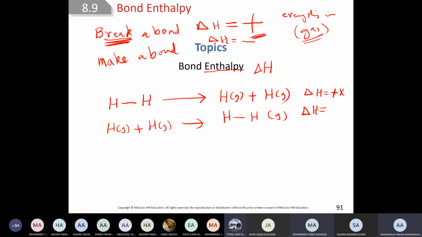Okay, what will be delta H for this one now? It will be minus X, because we said this is plus X. This means this is minus X. Okay, let me give you numbers. Instead of this, I will say that H2 gas goes to 2H gas.